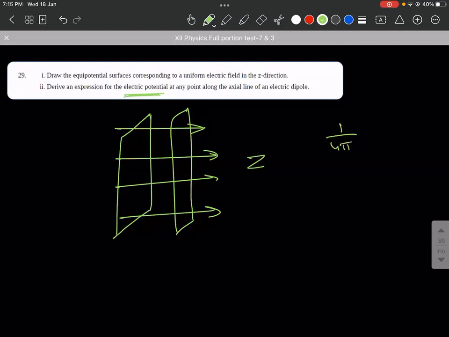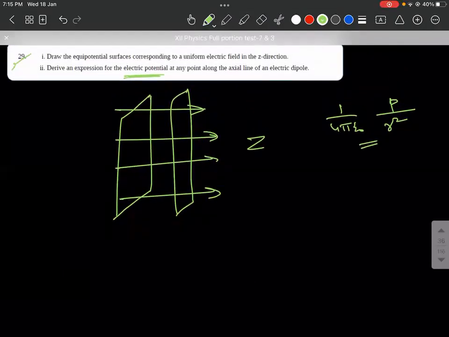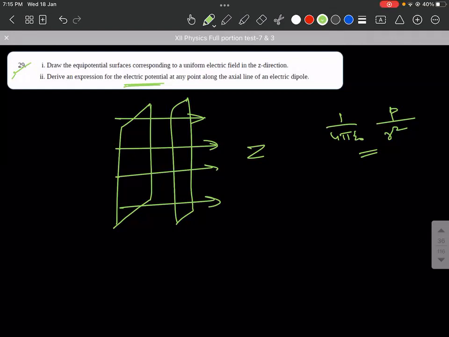What should be the final value? 1 by 4 pi epsilon naught into P divided by R square, right? Sir, 2 kp by R cube, right? 2 times. That is electric field, ma. That is electric field. Oh, right. Okay, sir. Okay, got it. Potential, right? Yeah.